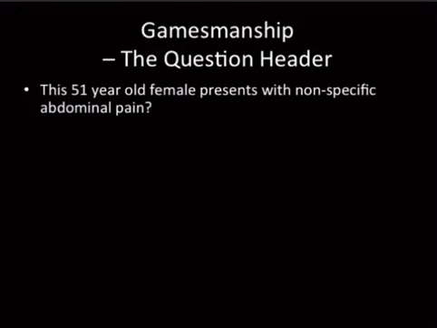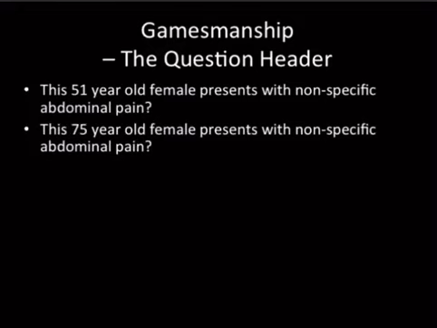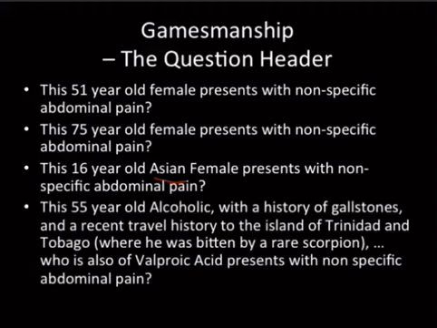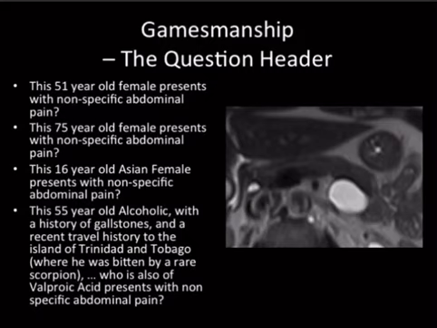Another trick is looking at the question header, biasing yourself with the history. They're not going to lie to you with the history. Probably not. I would take anything that they give you in the history as a hint. So if they tell you that it's a 51-year-old female, or a 75-year-old female, or a 16-year-old Asian female, notice that I did not give you ethnicity on these other ones, but now suddenly I'm mentioning that they're Asian. Oh, that's funny. Why are you suddenly saying the word Asian? Hint, it's a hint. Or if I tell you that it's a guy that's got all these risk factors for pancreatitis, right?